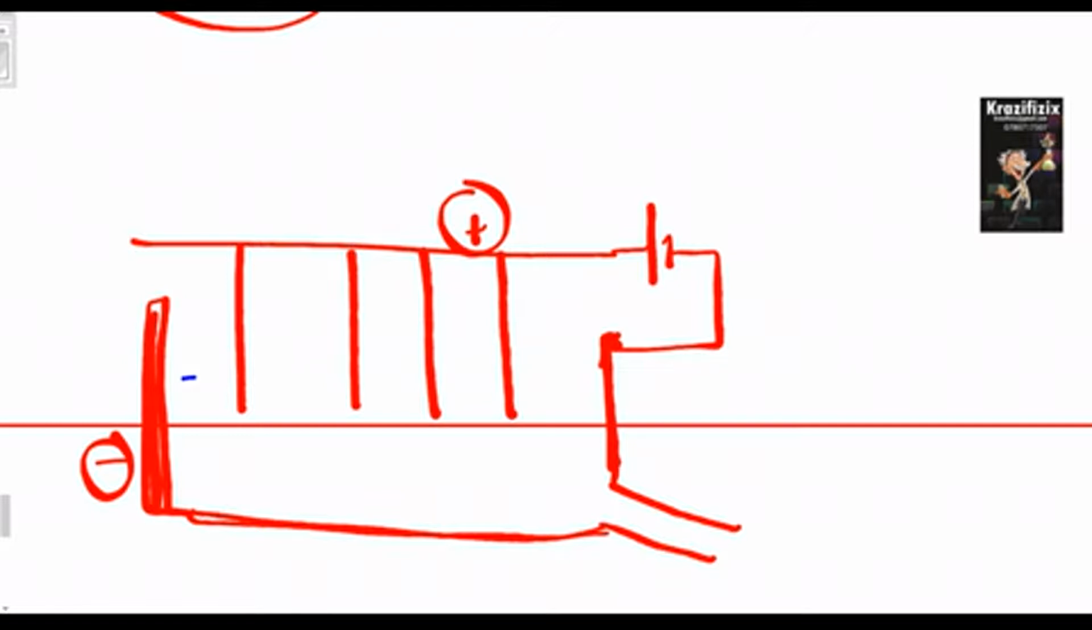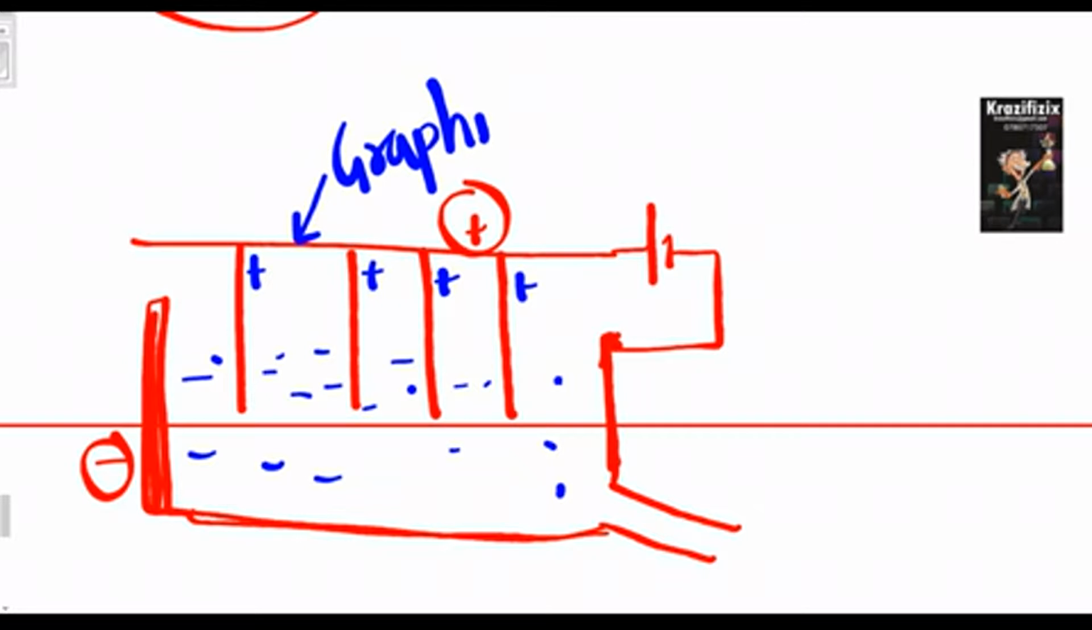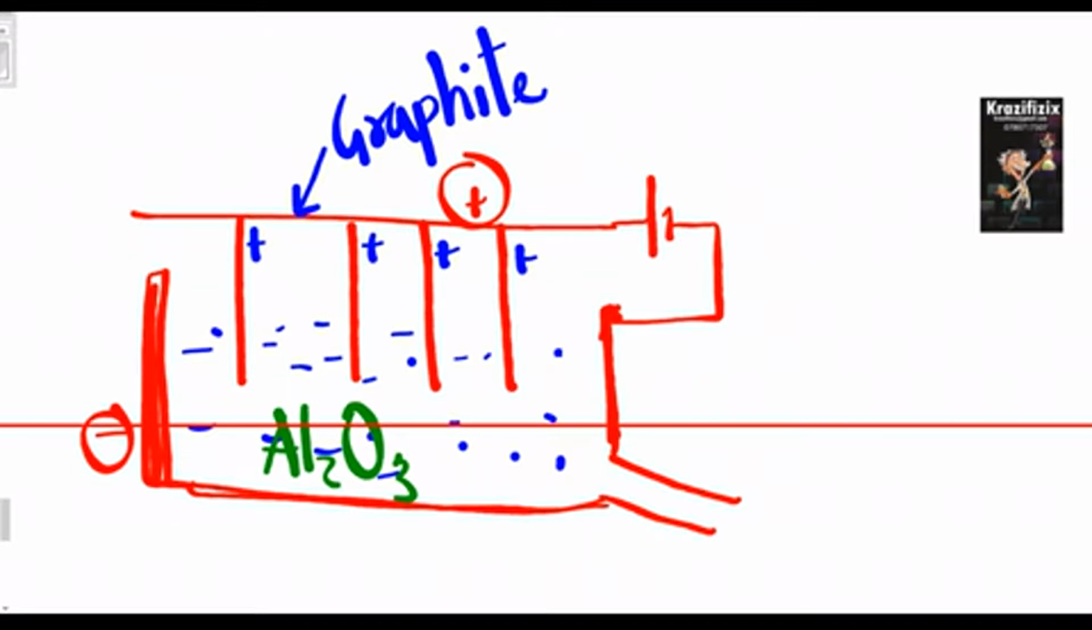Now, what we do is this. We are going to have our electrolyte right in here. Remember, plus, so we've got a series of graphite electrodes. We have Al2O3. Remember, there's also cryolite there. So we have this as our electrolytic setup, and this is called the Hall-Héroult system, the Hall-Héroult electrolytic process of aluminum.